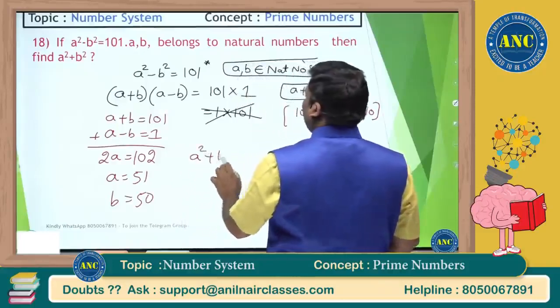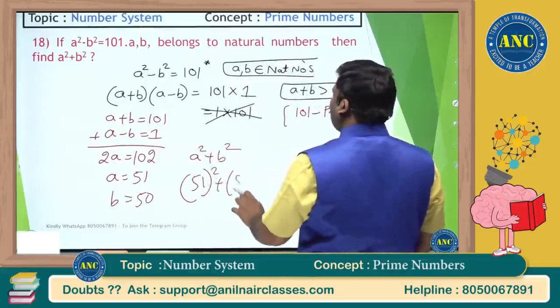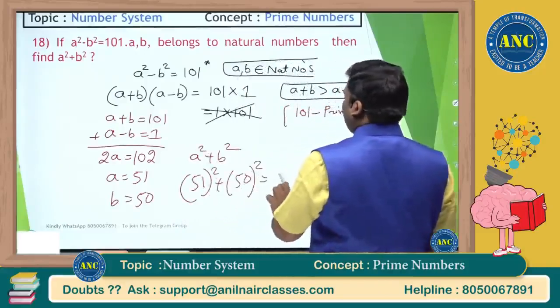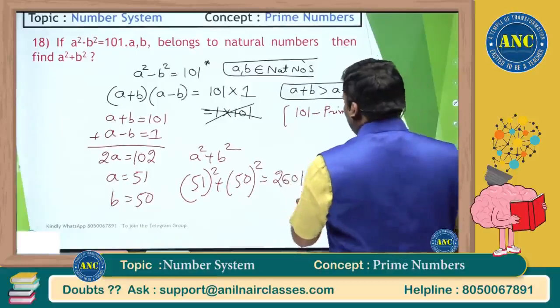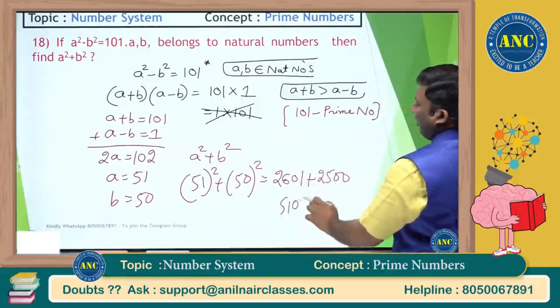a square plus b square. The answer is 51 square plus 50 square, which is 2601 plus 2500. The answer is 5101.